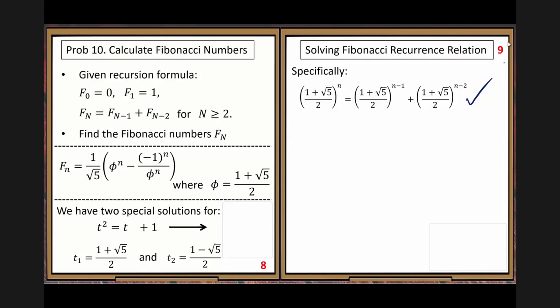We plug in, because we saw from there, right? So it is satisfied. But if we plug T2 into that recurrence relation, do you think the equality is satisfied? Yes, both are correct, because we derived T1 and T2 from there, right? All right, now you have two solutions for the recurrence relation.